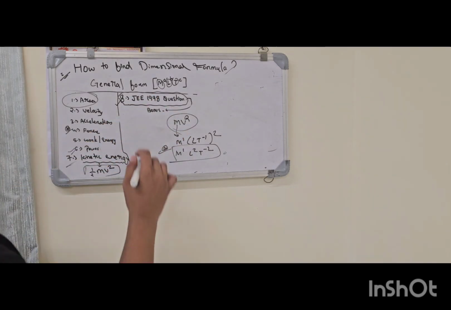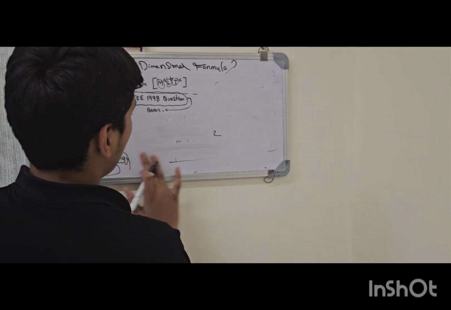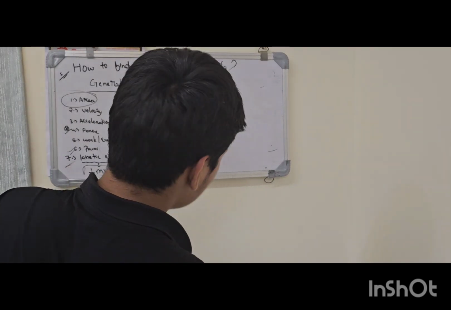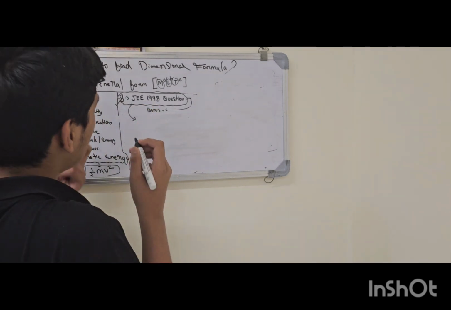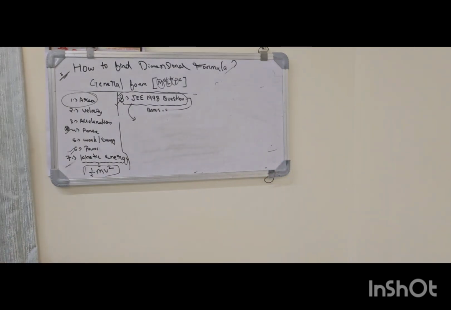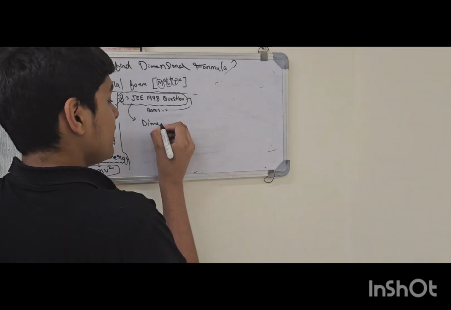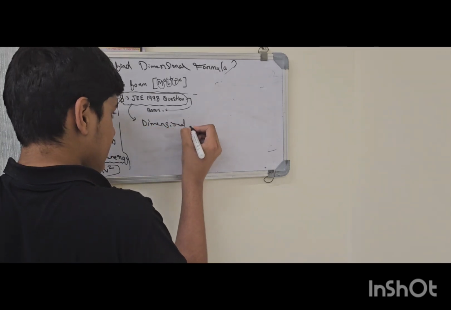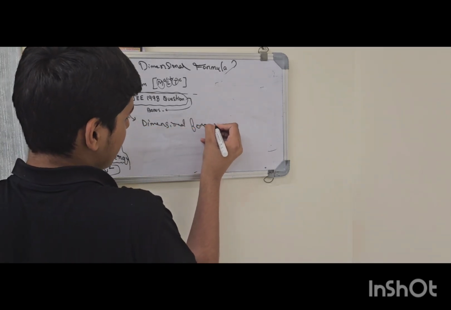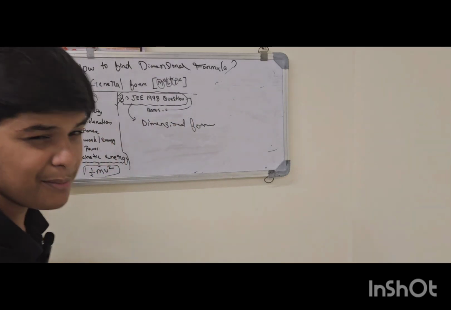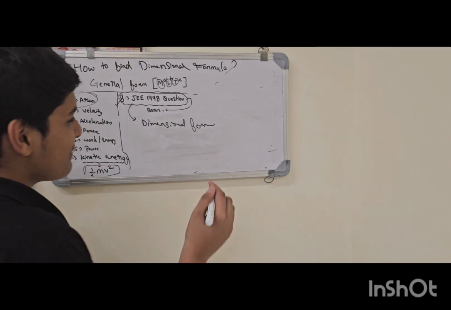Simple. Okay, now if I talk about the JEE 1998 question, what is the question? So JEE 1998, which is the bonus question. The question is the dimension formula of torque. This is a very important one. This will 100% come in your 11th paper. I am not leaking your paper, I am just telling. But if I leak your papers, don't call me a leaker.